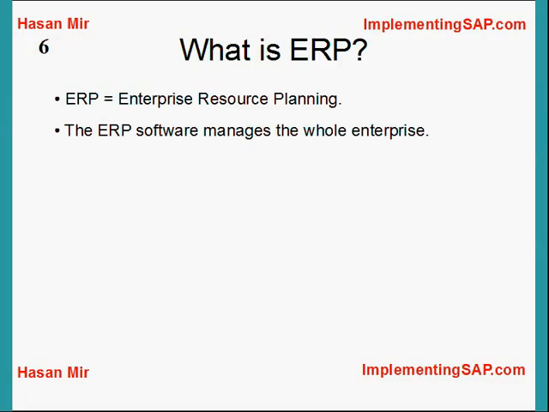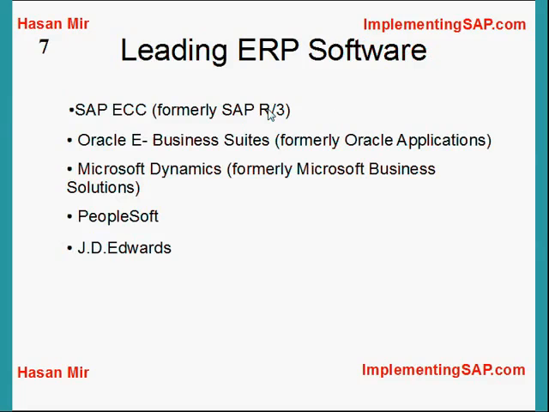It's a category of software, and there are various ERP software products out there in the market. ERP software manages the whole enterprise, as we just saw on the last slide. Let's talk about the ERP market. SAP is the leader in the ERP market. The latest version of SAP is called SAP ECC, ERP Central Component. Formerly, SAP used to be known as SAP R/3. That was the previous version before SAP ECC. It's no longer the latest version.